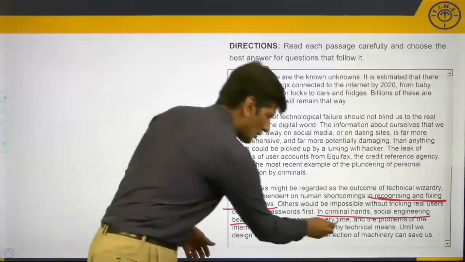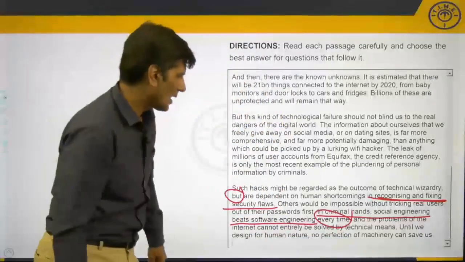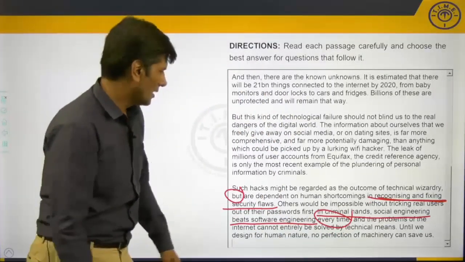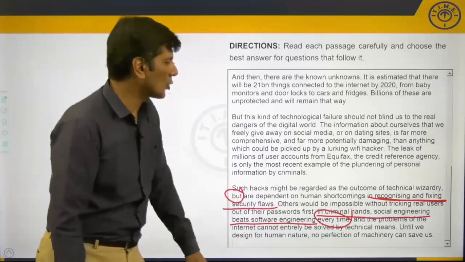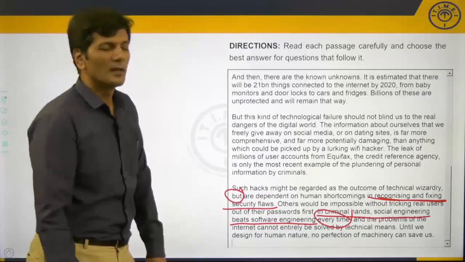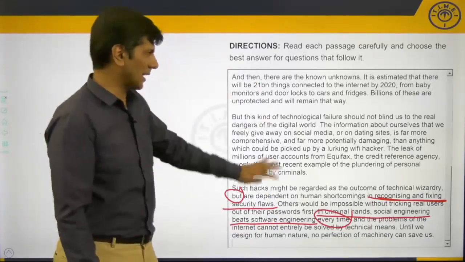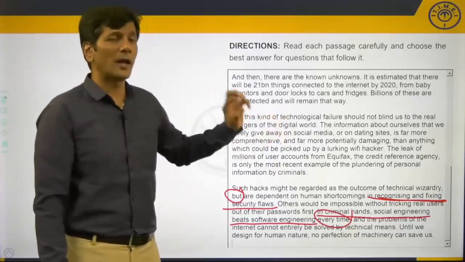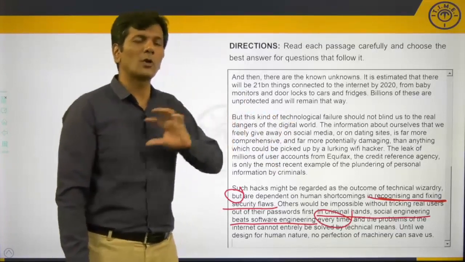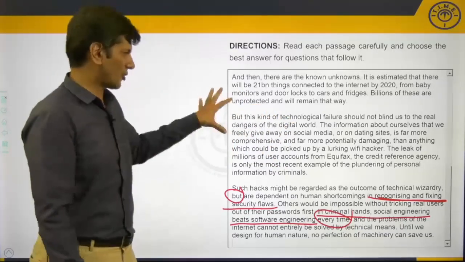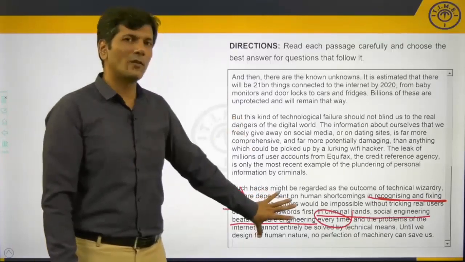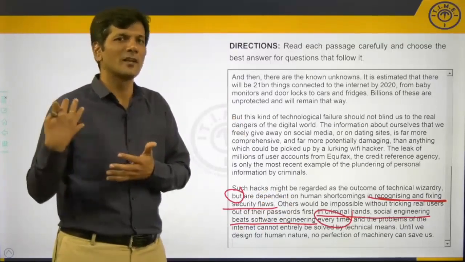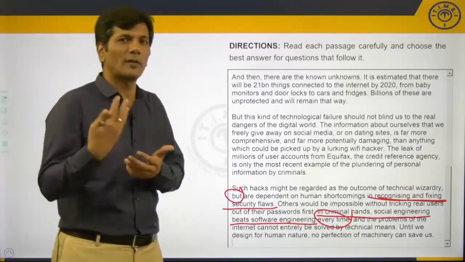Every time. It's not just once, it's again also overstated. And the problems of the internet cannot entirely be solved by technical means alone. Until we design for human nature, no perfection of machinery can save us. So, if you look at the last two paragraphs, the penultimate paragraph talks about how we ourselves are really blind to the dangers we are putting ourselves in by putting up so much information on the web. And then here he talks about criminals actually using social engineering and how software engineering is really no match for their social engineering, because that beats software engineering every single time.